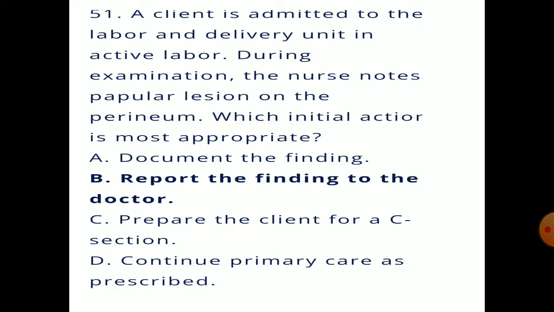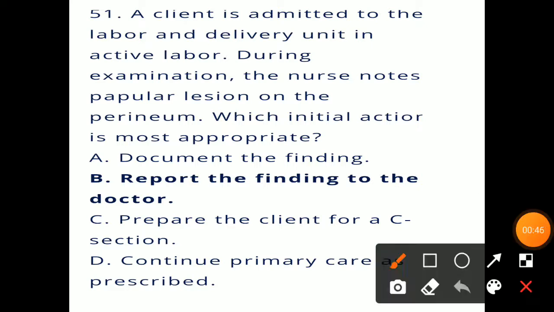A client is admitted to the labor and delivery unit in active labor. During examination, the nurse notes papular lesions on the perineum. Which initial action is most appropriate? Options are: document the findings, report the findings to the doctor, prepare the client for a cesarean section, continue primary care as prescribed. Correct answer option B.